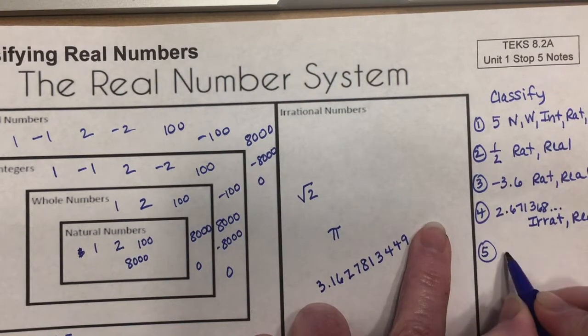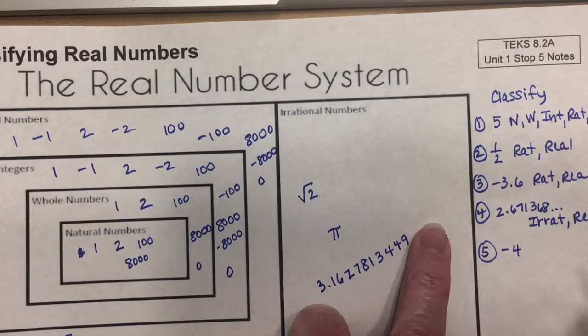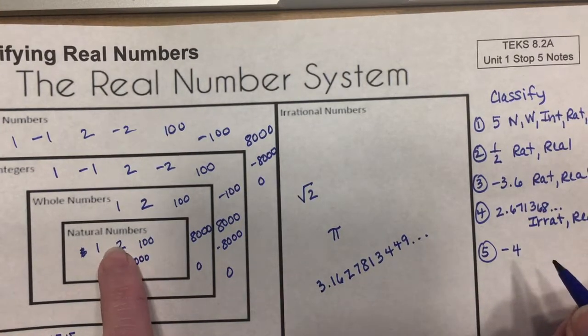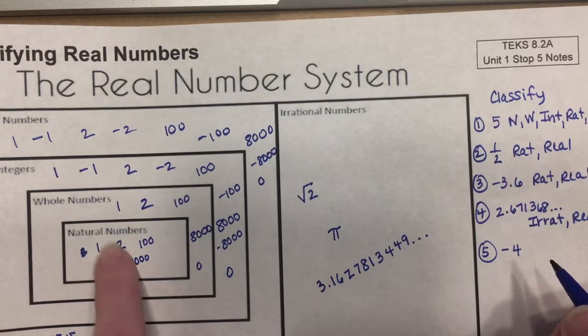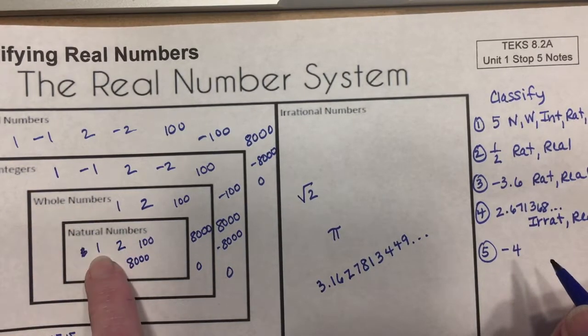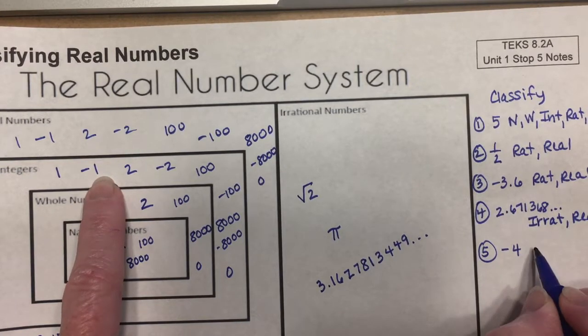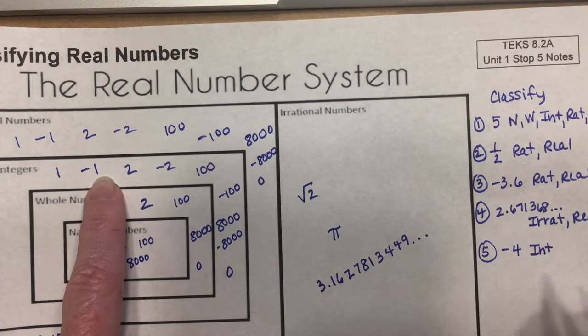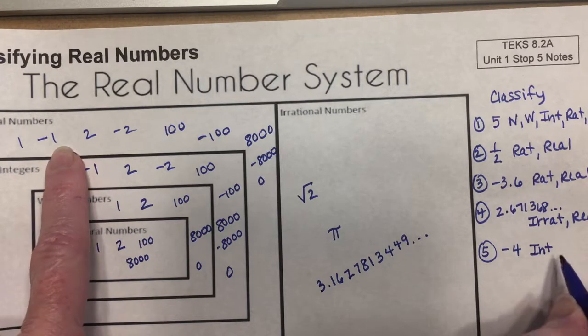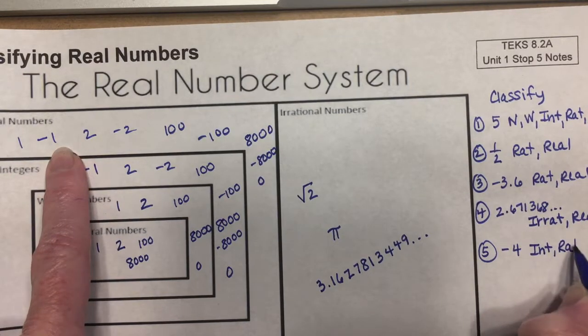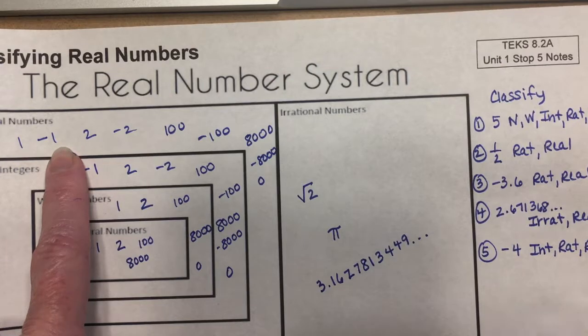Okay, what about -4? Okay, is it a natural number? Do you count with negative numbers? Nope. So a whole number would just be these plus 0. It's not that one. Integer, is it considered an integer? Yes, it is. Okay, and then if it's inside integers, it's also going to be a rational number, and it's also going to be in the real numbers.